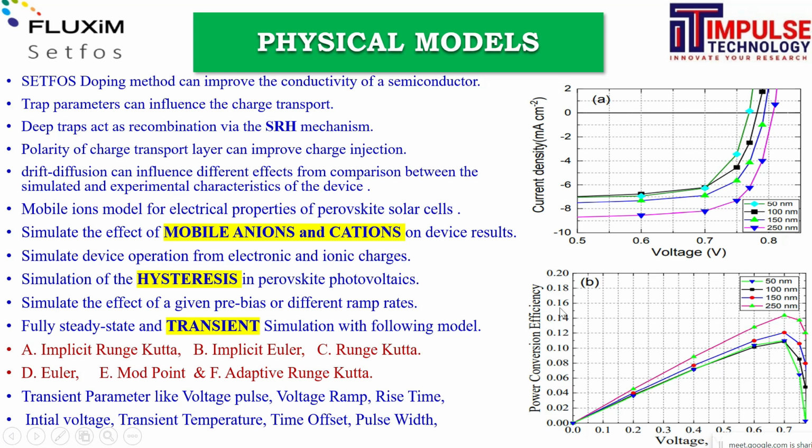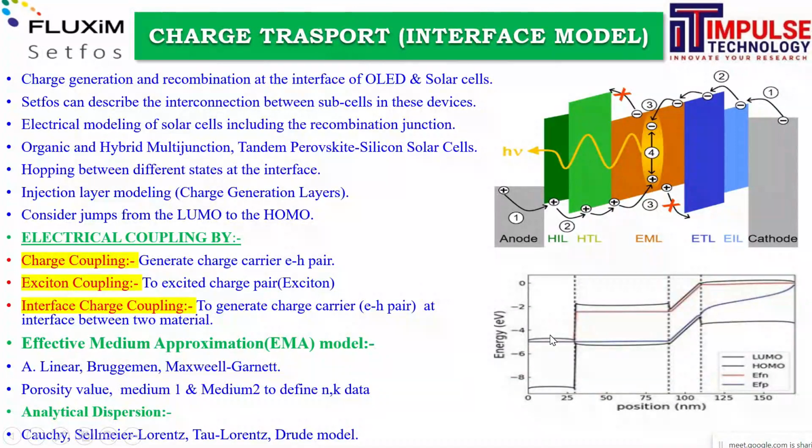Like here we are plotting the current density with respect to the voltage in terms of variation of thickness: 50 nanometer, 100 nanometer, 150 nanometer. Once you sweep, instead of doing the calculation at each and every step, you can define one range of thickness, and the software will automatically do the calculation at each thickness step. Similarly, the power conversion efficiency is plotted for different thicknesses. So that's why the sweeping function is there. That is very easy and can perform very fast calculations.